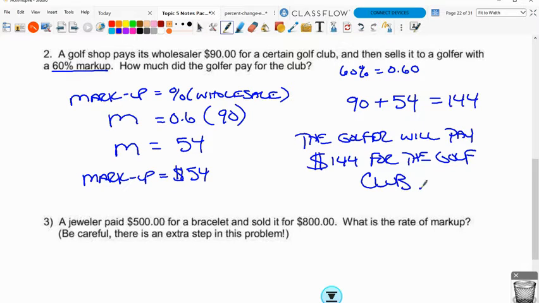Okay, the golf shop paid $90. They'll mark it up $54. That means the golfers that want the club will pay $144.